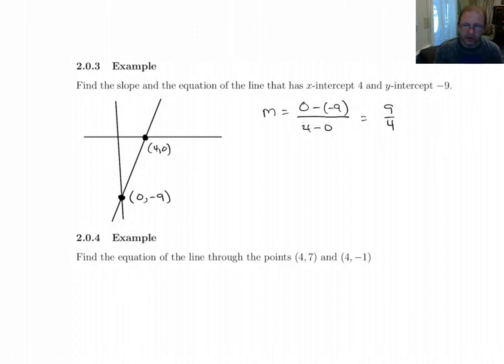And I could go through with plugging into the point slope form or whatever, but they've already given us b. The y-intercept is -9, so this is equal to b. So my answer is 9/4 x minus 9.